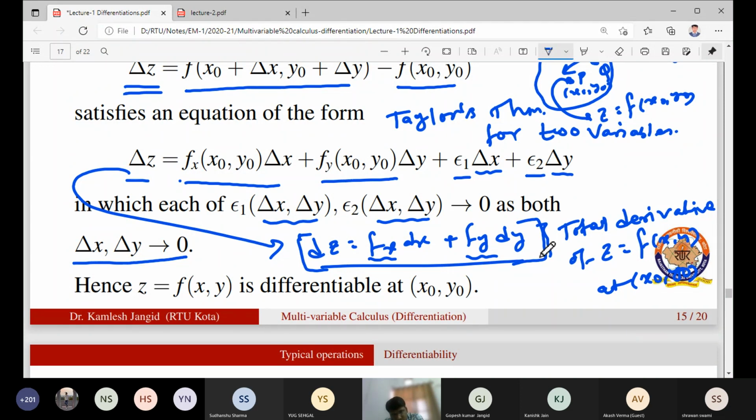So what is the definition of the differentiability? Your function z equals f(x,y) is said to be differentiable at the point (x naught, y naught) if the given function has first order partial derivatives with respect to the independent variables, and also these partial derivatives are continuous at the point (x naught, y naught). Then we can say that our function is differentiable at that point (x naught, y naught).